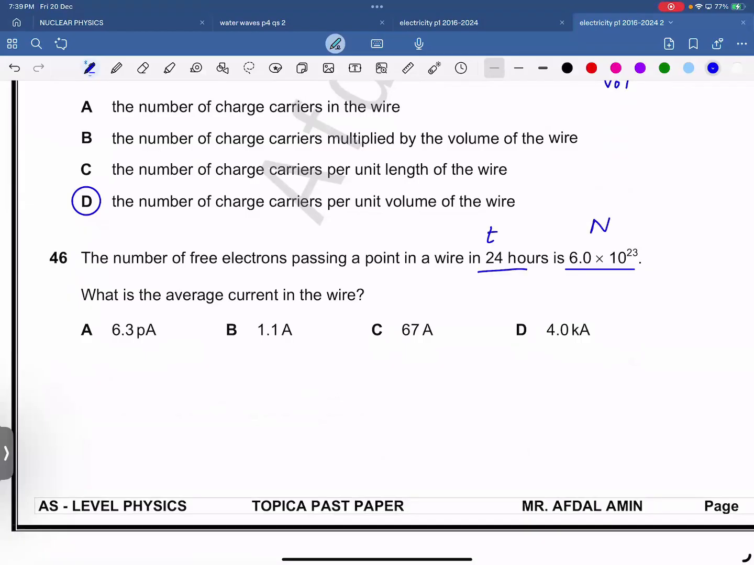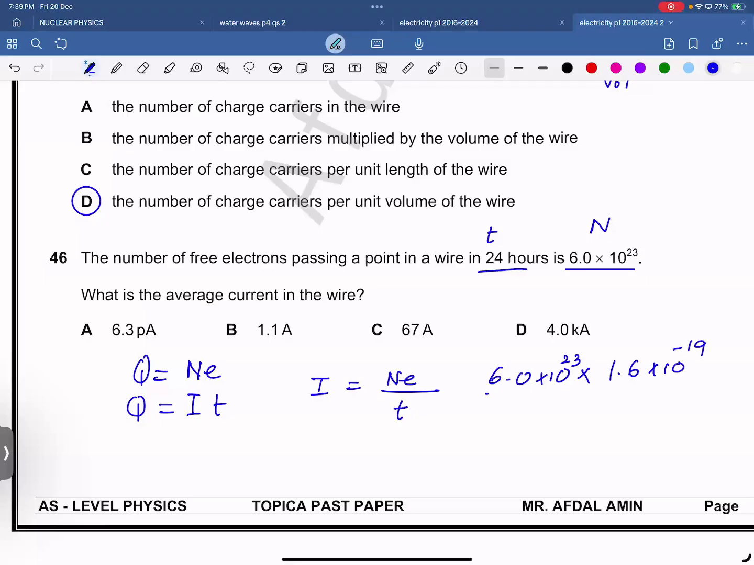You will multiply by 3600. Average current: Q is equal to NE, Q is equal to It. So I will be NE divided by t. N is 6.0 times 10 power 23, Avogadro's number. E is 1.6 times 10 power negative 19, over time, which is 24 hours times 3600. I guess it's 1.1 ampere.